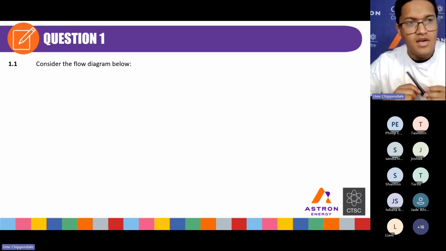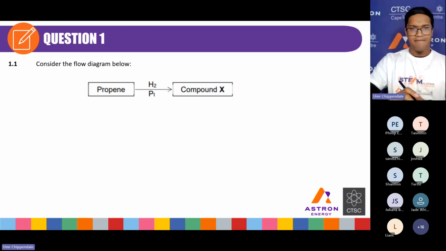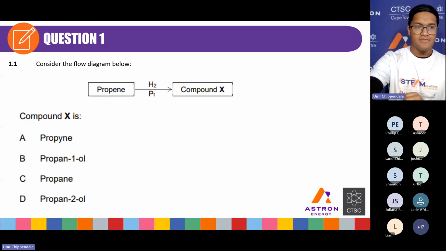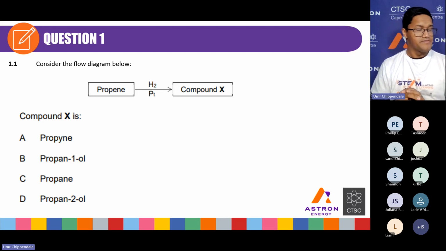So here it states 1.1. Consider the flow diagram below. And it's given over here. Here it is told to us that is propene. And then we added a hydrogen molecule with platinum as a catalyst. And that will give us compound X. Then it says compound X could either be A, propyne, which is a YNE, so a triple bond, B, propan-1-ol, C, propane, or D, propan-2-ol.